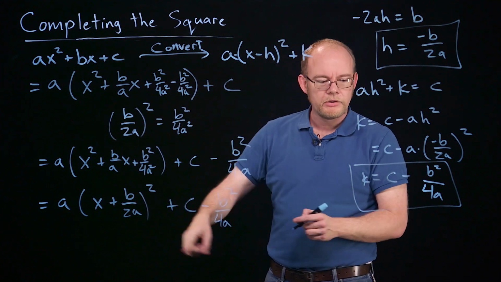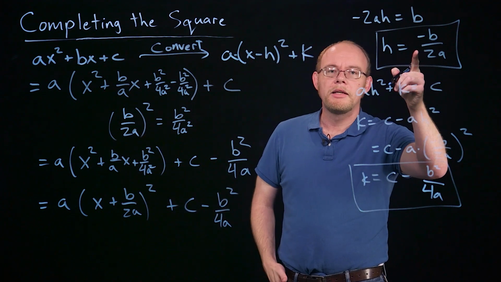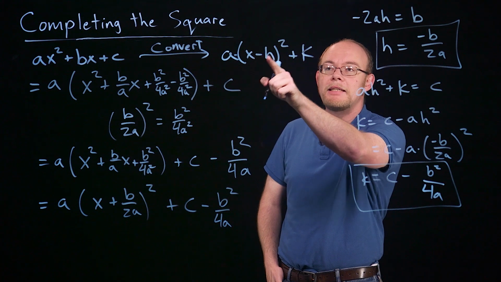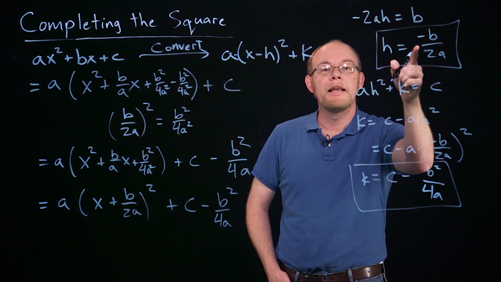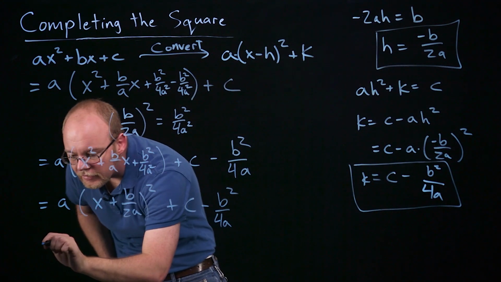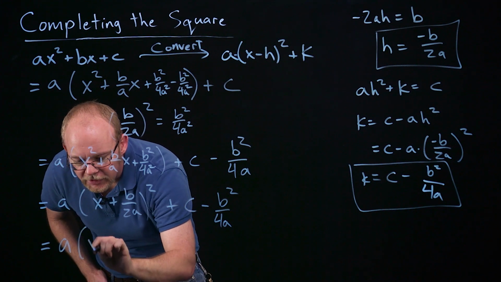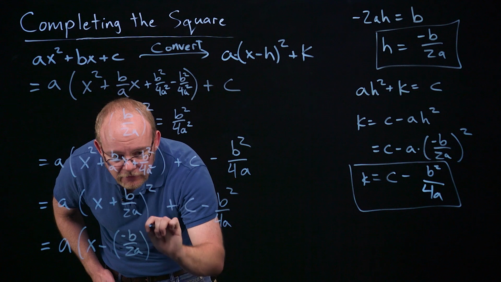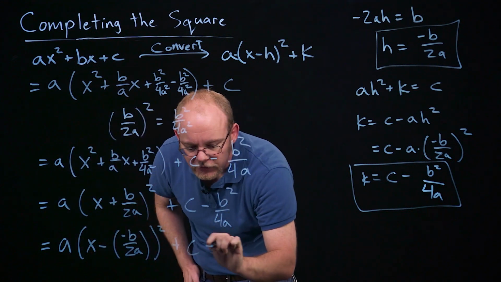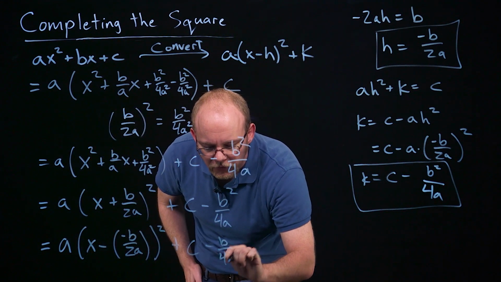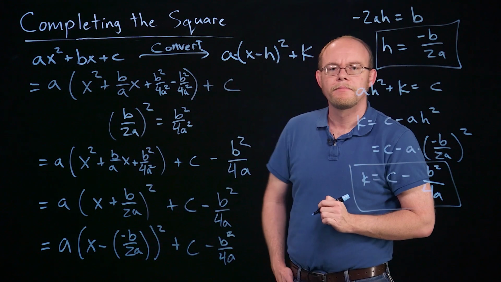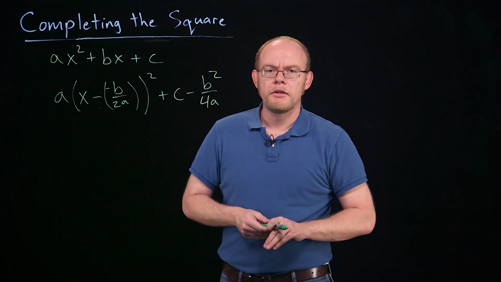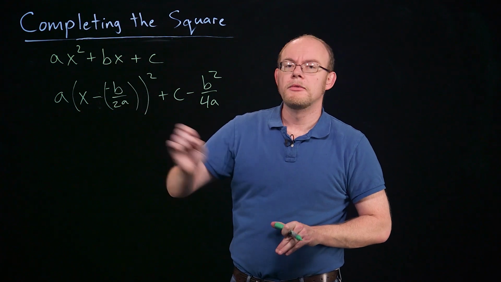Now, if we look at this, this doesn't quite look right. We have a negative here and we have a positive here, but if you notice, it should be x minus h. So we're minusing a negative. So if we wanted to write this in slightly clearer form, this would be x minus negative b over 2a, whole quantity squared, plus c minus b squared over 4a. So we just completed the square for a general quadratic from this form to this form.